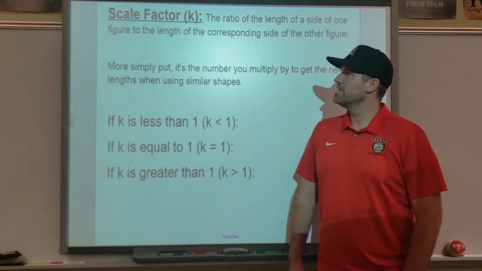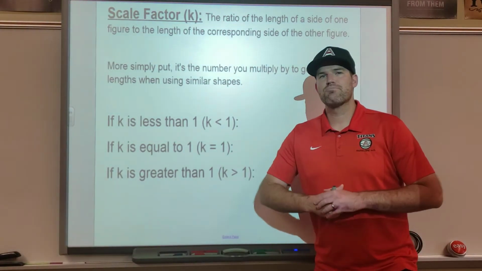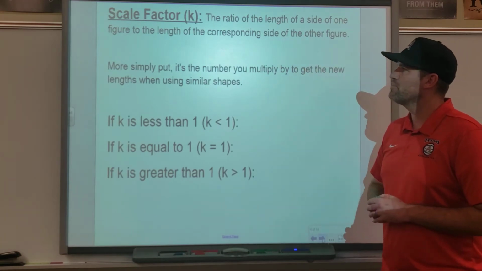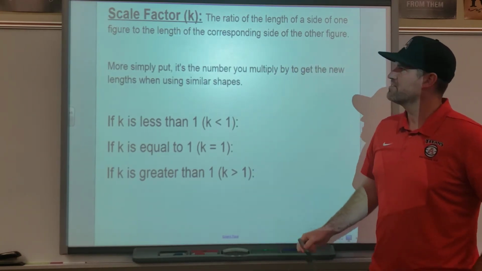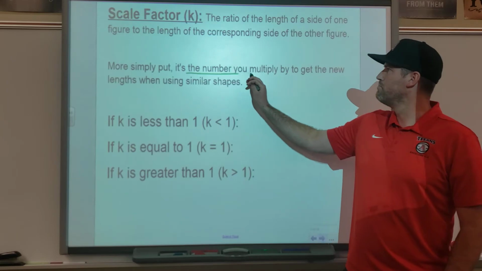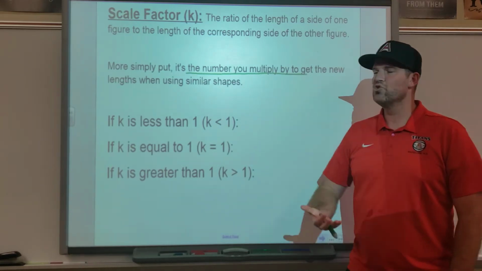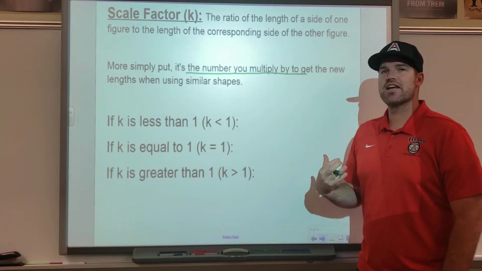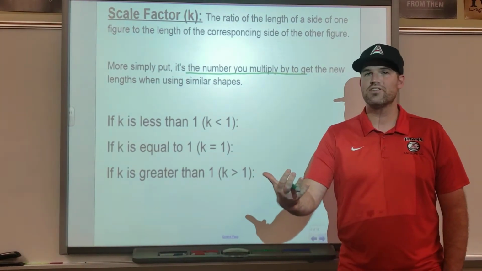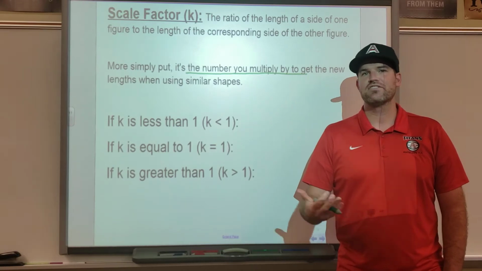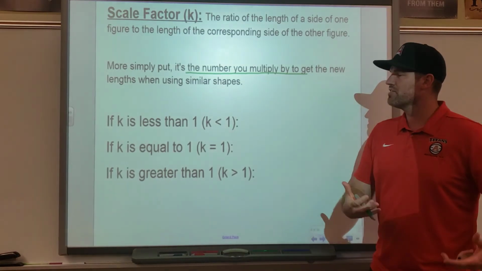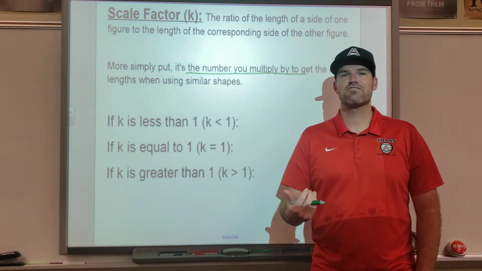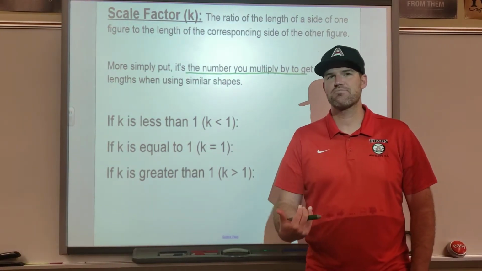All right, whenever we're dealing with dilations, because they're getting bigger or smaller, we have what's called a scale factor, which I give a fancy definition for right here, but it's probably easier to just know that it's the number that you multiply by to get the new side lengths with similar shapes. So if it's getting larger and you're multiplying by 2 to get the new sizes, your scale factor is 2. If it's getting smaller, then your scale factor is going to be something smaller. Like if you multiply by a half, it's going to be half the size, so it gets smaller.